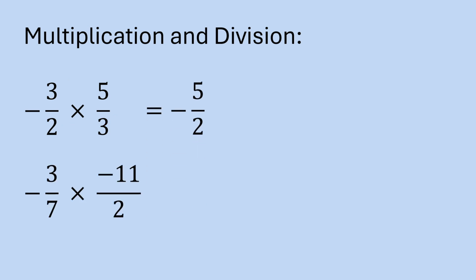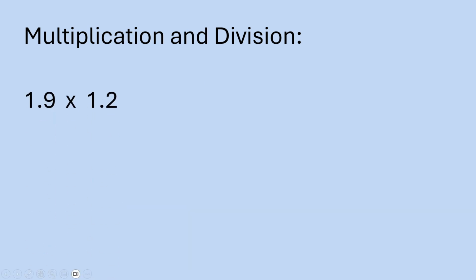Now the next example, negative 3 over 7 multiplied with negative 11 over 2. So 11 multiplied with 3 and 7 multiplied with 2, so 33 over 14. But both numbers are negative, so the answer is positive, 33 over 14.